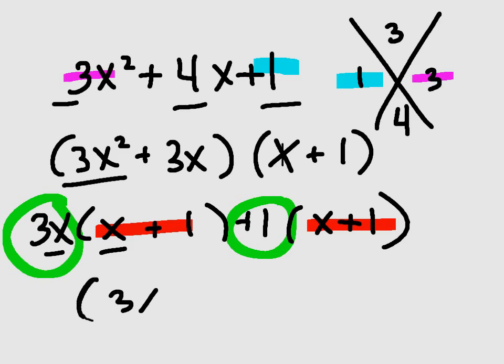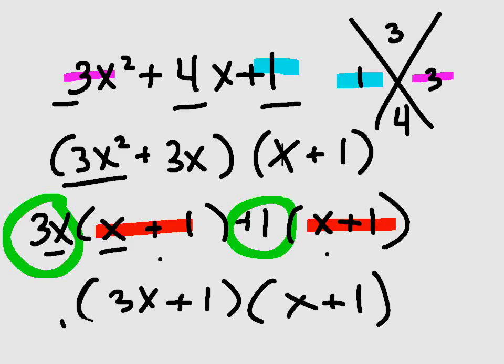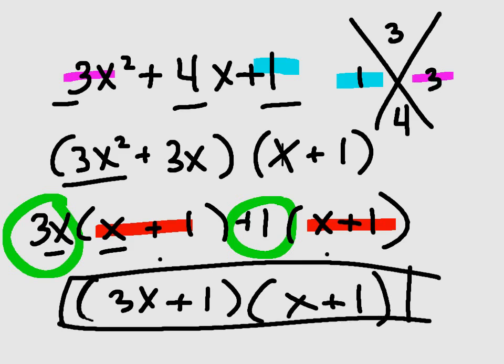We'll get 3x plus 1. And then your second term will always be the term you got twice in both of these. So it will be just 3x plus 1 times x plus 1. And that would be your final answer. And that's simply how to do it. So now I'll show you some examples.